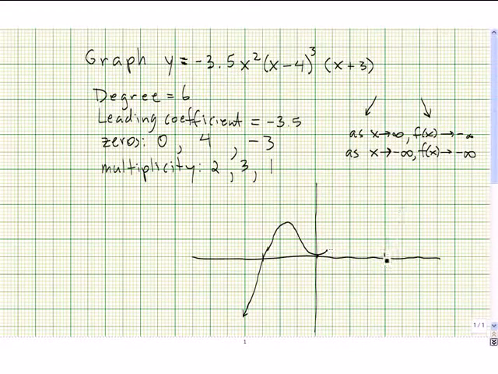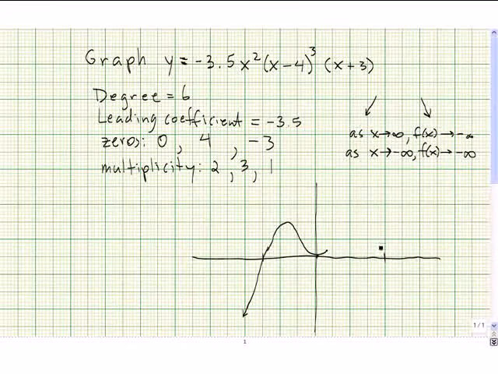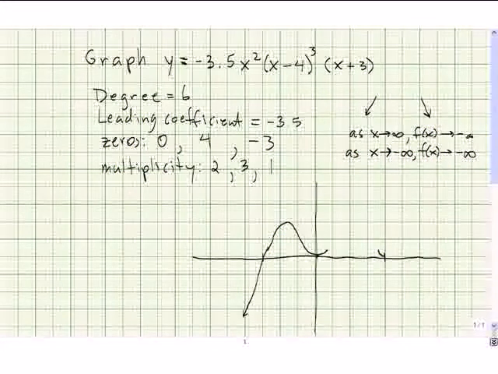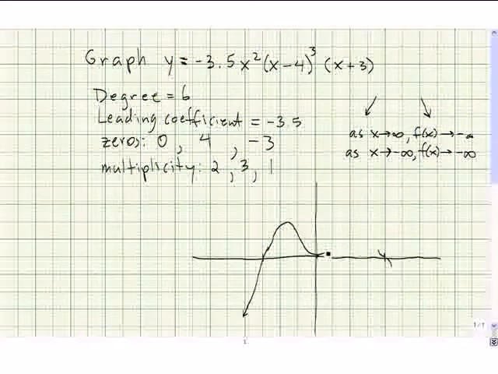And then I need to get to the 0 of 4. 4 is a 0 of multiplicity 3, so I know the graph is going to pierce through and bend a little bit. So it's going to go a little bit like this. And now I'm going to connect this piece with this piece.